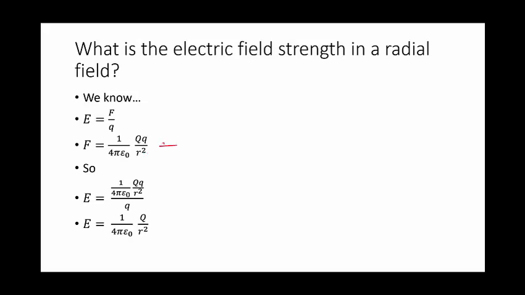We also know from the lesson before, Coulomb's law, that F equals 1 on 4 pi epsilon naught QQ over R squared. So if we take that equation for F and divide it by Q, we get E equals 1 over 4 pi epsilon naught Q on R squared, which is basically everything you need to know for this lesson. It's the equation for electric field strength in a radial field.